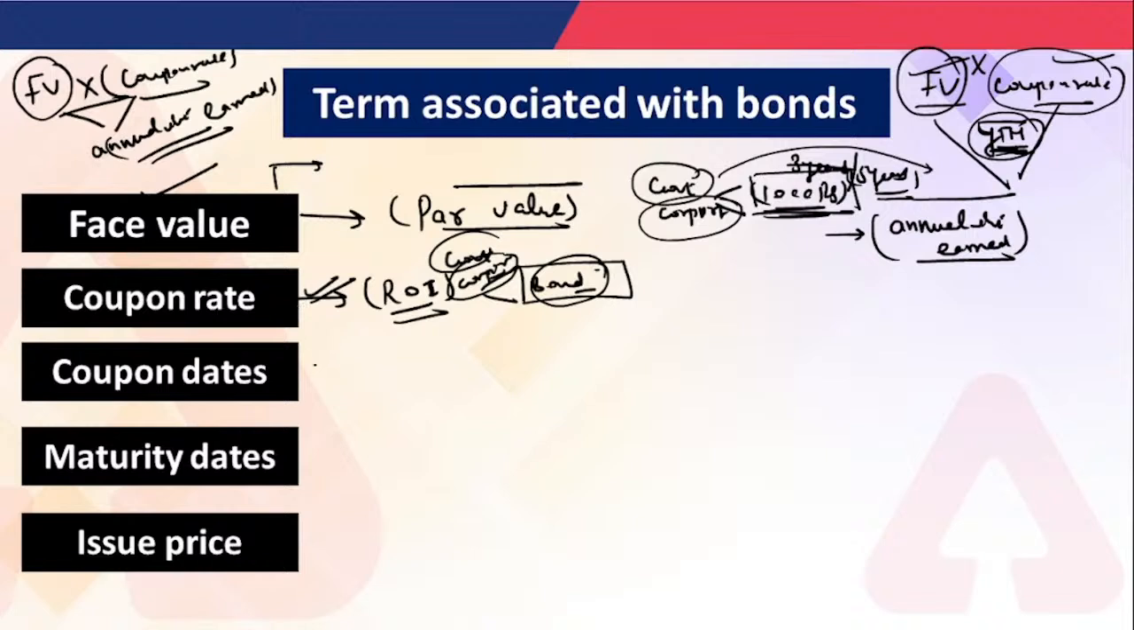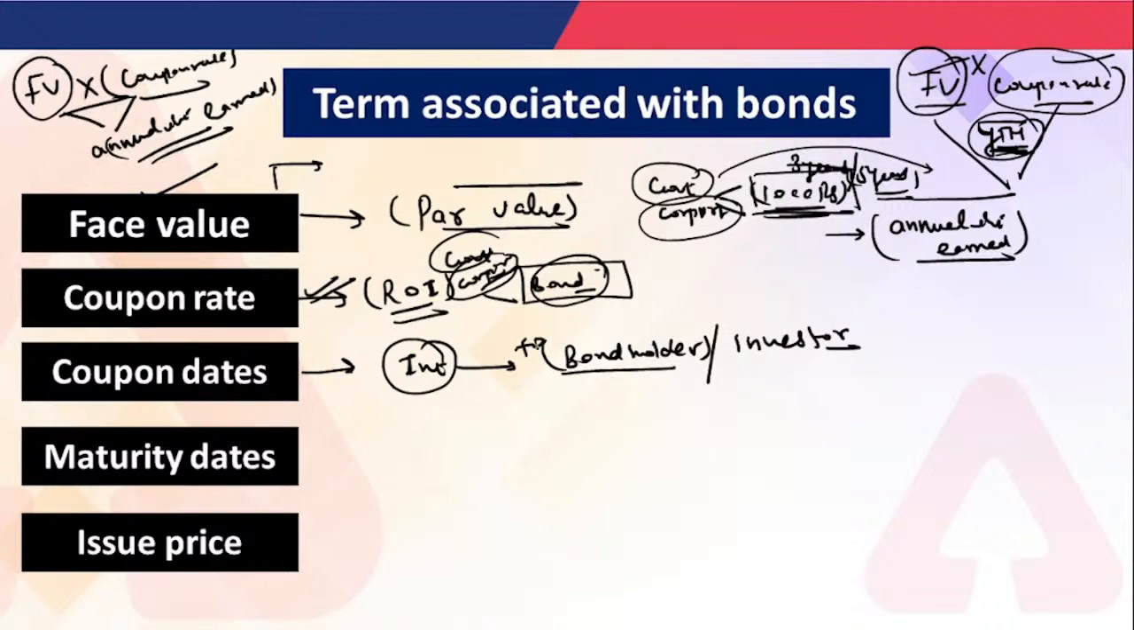Now understand another term, that is the coupon date. What do we understand by the coupon date? Coupon dates are the dates on which the bond issuer pays the interest to the bondholder, or you can also say to the investor. That interest is provided by the borrower, or bond issuer. The date on which the interest is payable to the bondholder or investor is known as the coupon date.